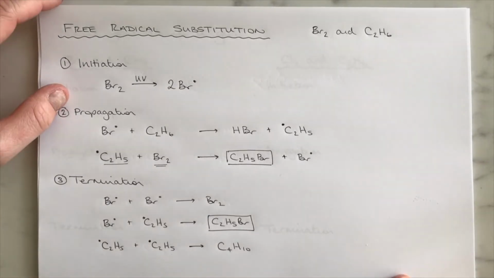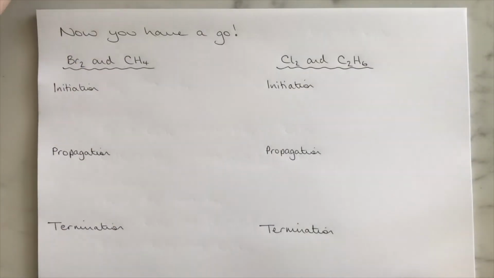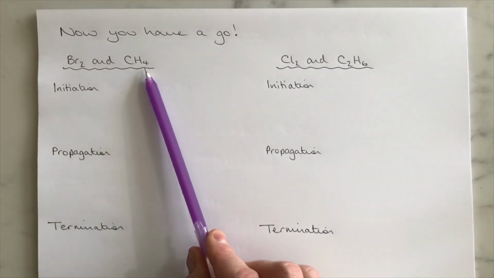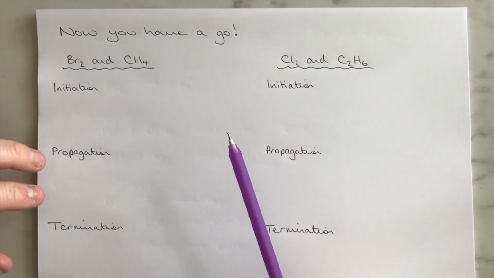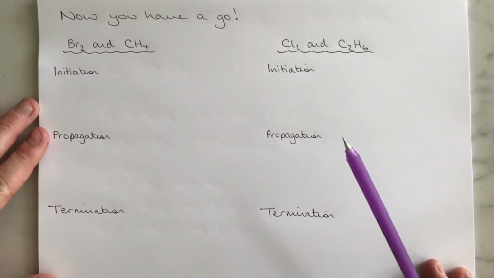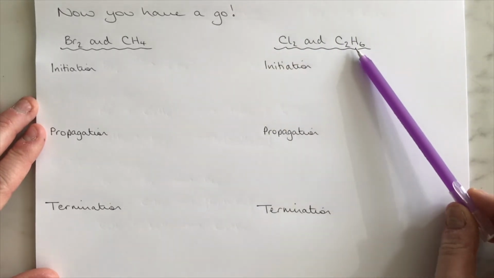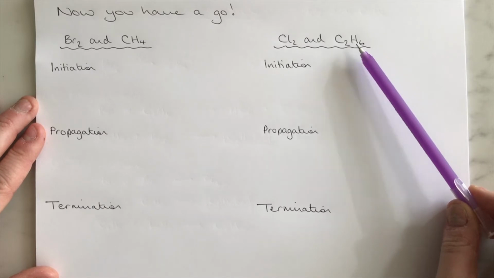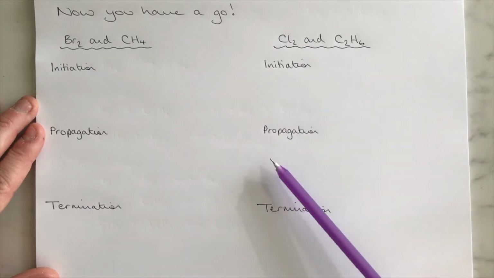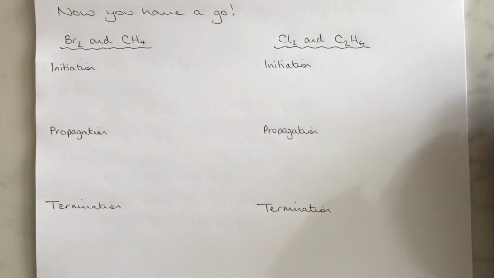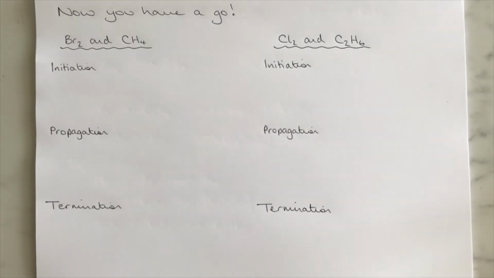Okay, right, what I'd like you to do at this point is pause your video, and I want you to have a go at these two. I want you to have a go at drawing out the full free radical substitution mechanism for bromine with methane. Do the initiation, 2 propagation and 3 termination steps. And I'd like you to have a go at the same, a chlorine and ethane free radical substitution mechanism. So again, 1 initiation step, 2 propagation steps, 3 termination steps. So pause the video, have a go yourself, and then I'll go through the answers to those in just a moment.